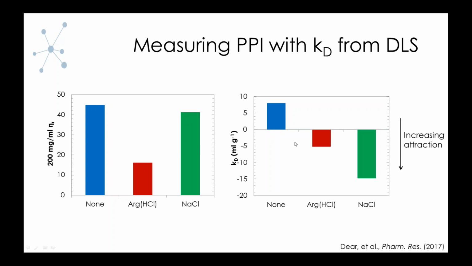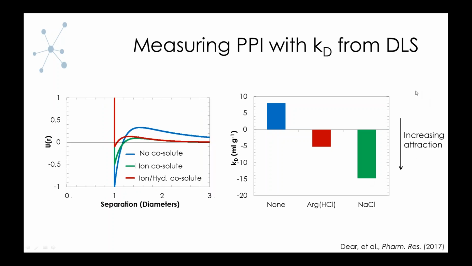However, when we look at the measured interactions, you see what might seem a somewhat surprising result, where lower KDs mean more attractive interactions. So as we add arginine, we're actually seeing the system looks more attractive by this KD measurement than no co-solid. Now the sodium chloride is even more attractive. Now to understand what's going on here, we need to think back to what we talked about at the beginning, when we were talking about these interaction potentials.